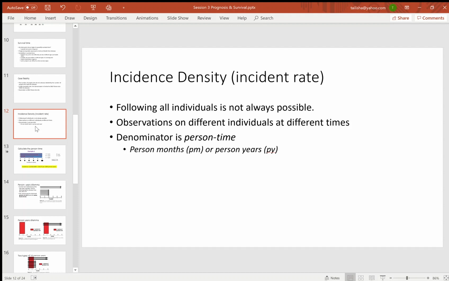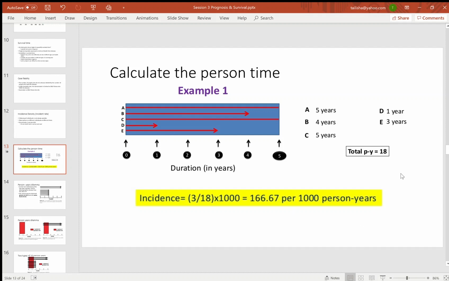So then we also talked a little bit about incidence density. Following all individuals is not always possible in a population. Observations on different individuals may occur at different times. So your denominator is your person time. And again, the reason that I'm reviewing this is because this sometimes is a difficult concept for folks to grasp. So if you miss class or you just want to review, here it is again.